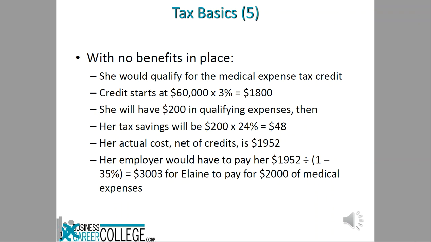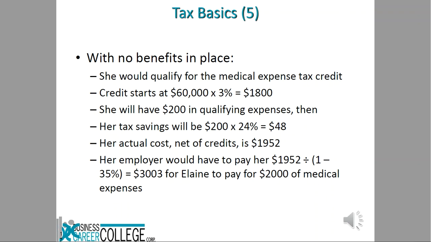So Elaine's spending then this $2,000 a year in medical treatments. Let's say she has no benefits plan in place. So she would start to qualify for the medical expense tax credit once she spends more than 3% of her income. That's the case for most taxpayers. If you make more than $70,000, then you hit a cap. The actual cap for the medical expense tax credit is at $2,050 approximately. That is, nobody has a higher limit than $2,050 to begin qualifying for that medical expense tax credit.